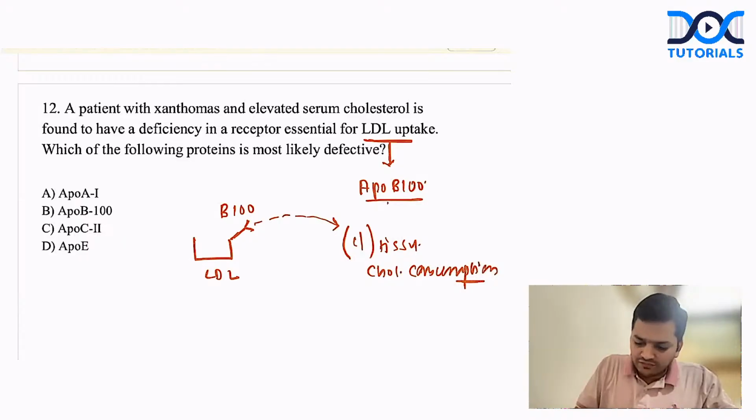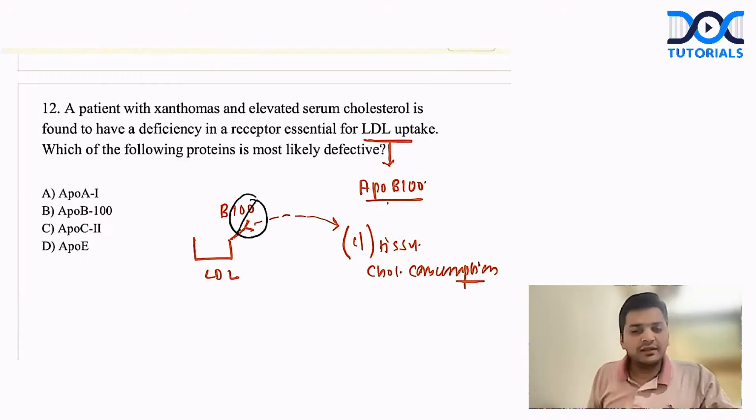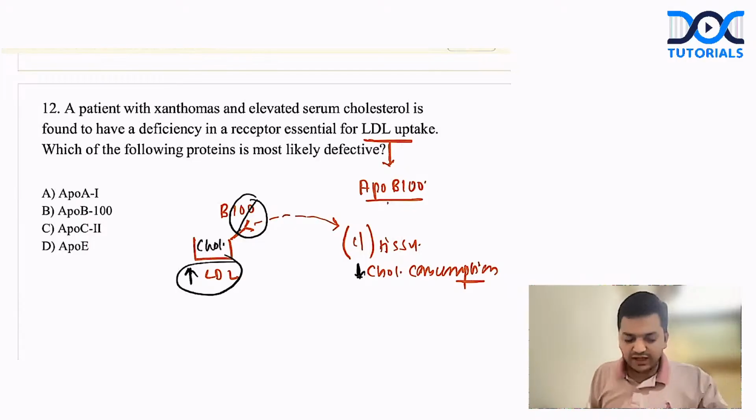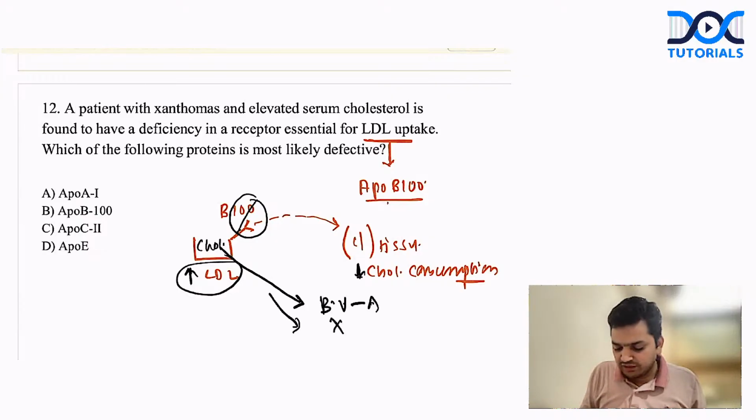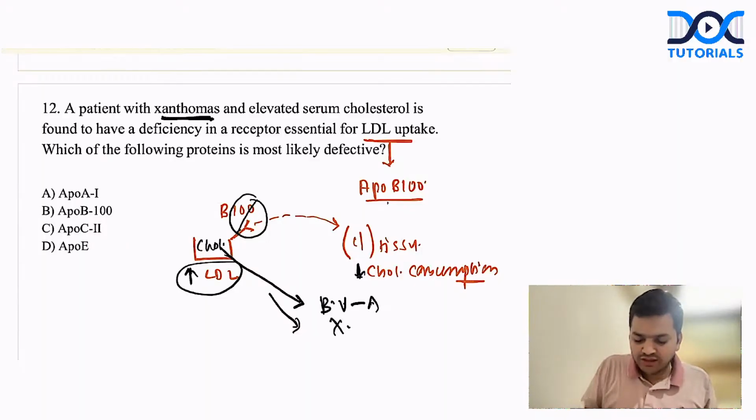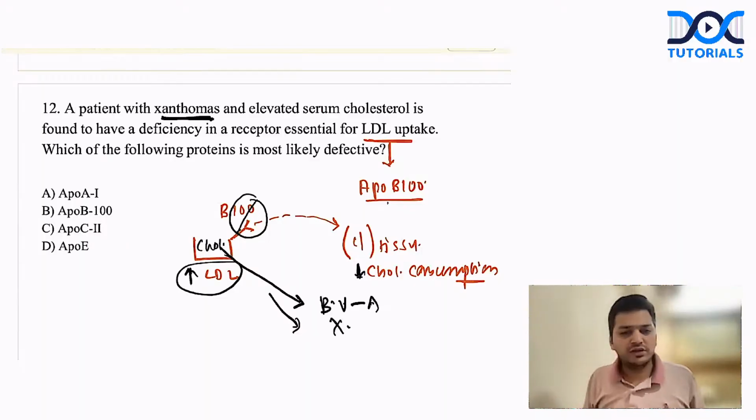But by chance, if this is defective, then the cholesterol consumption cannot happen. The cholesterol will remain in the bag of LDL and stay in the blood. It is going to increase, and then this cholesterol will deposit at different places, maybe in the blood vessels, maybe in the eyelids, leading to atherosclerosis, tendon xanthomas, and xanthelasmas. The xanthomas are there, the elevated serum cholesterol is there. It is due to a defect of B100.